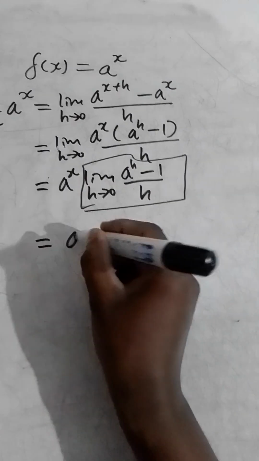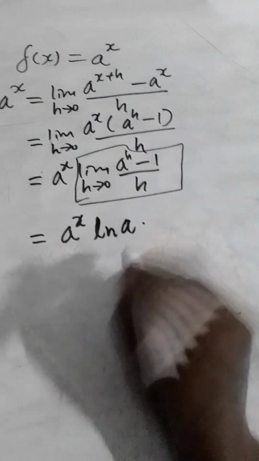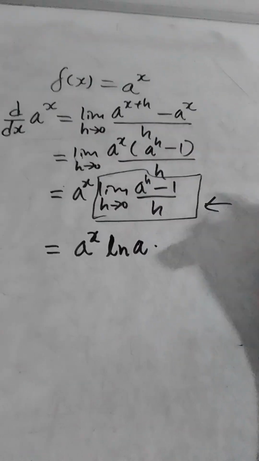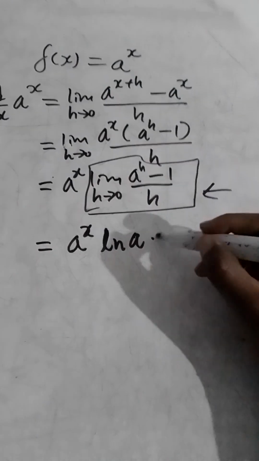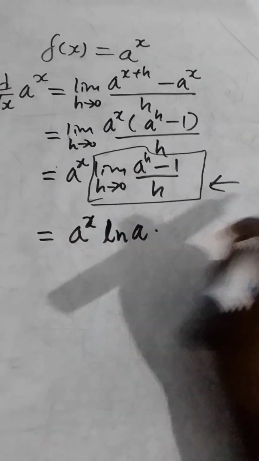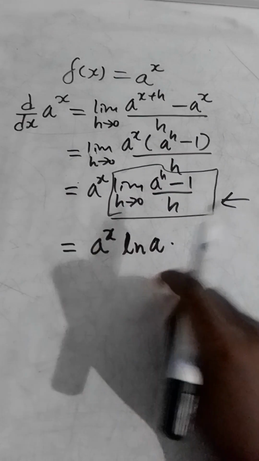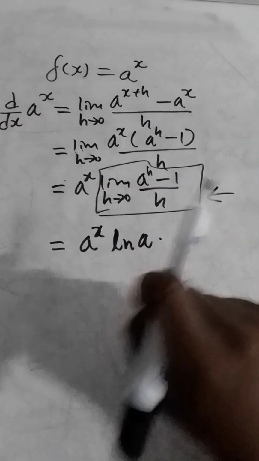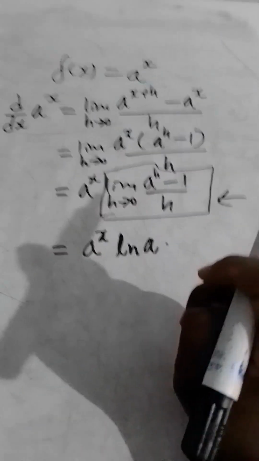Actually, it is the same as the natural log of a. But we won't discuss as part of this lesson why this is the case. We can explain it, but we just don't want to explain it here. Its limit is the natural logarithm of a. And that is the derivative of a to the power x. It's a multiple of the same function.